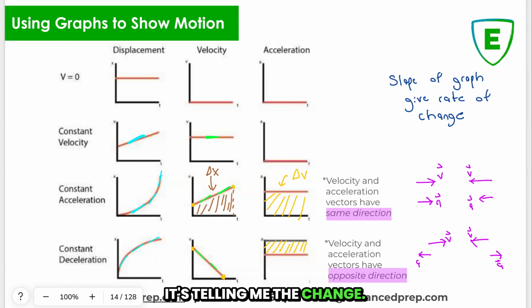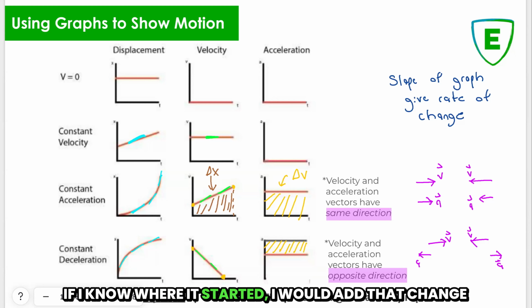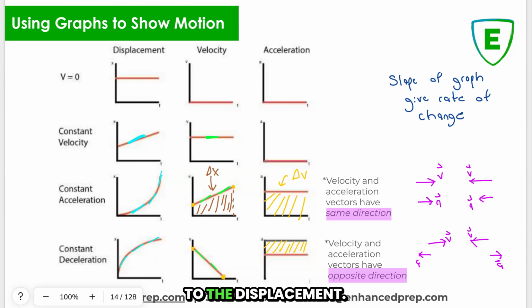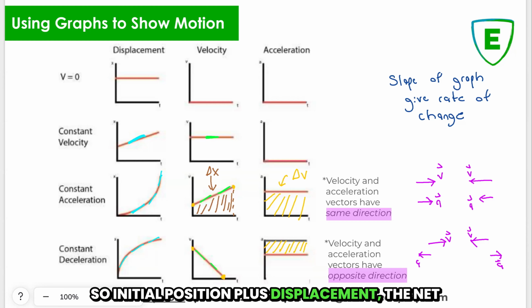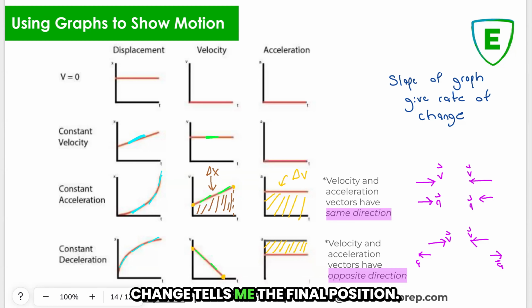Yeah, it's telling me the change. If I know where it started, I would add that change to the displacement. So initial position plus displacement, the net change tells me the final position. So just have to keep an eye out for that too.